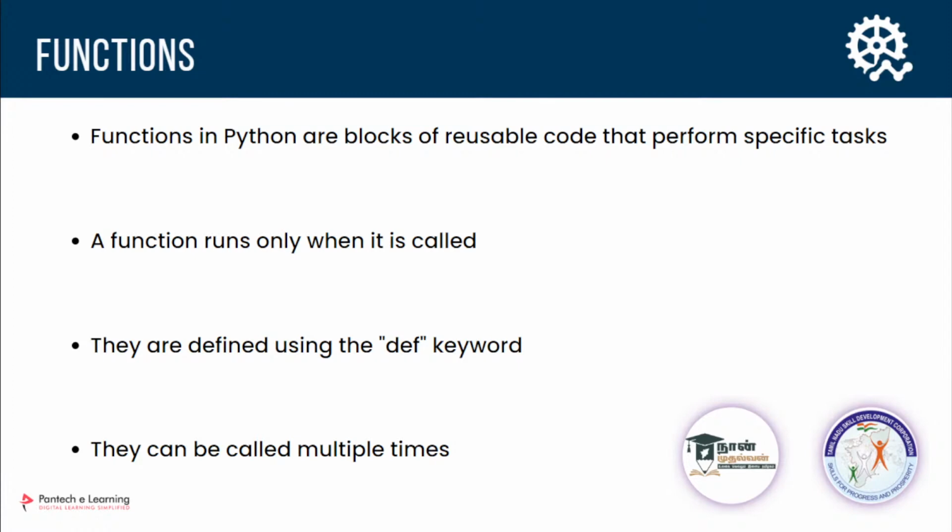So while writing a lengthy piece of code, if you are performing a similar task in many places, you can create a function for that, and whenever you need, you can call it. A function runs only when it is called, which means you have to create a function and you have to call it. Only when you call the function will it start to run. To create a function, you have to use the def keyword, and once you have created it, you can call it multiple times.